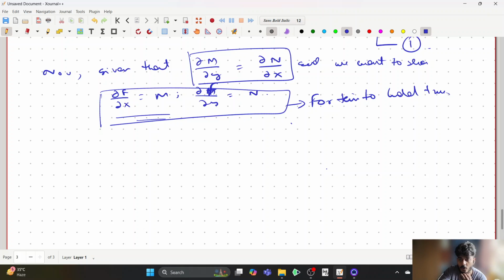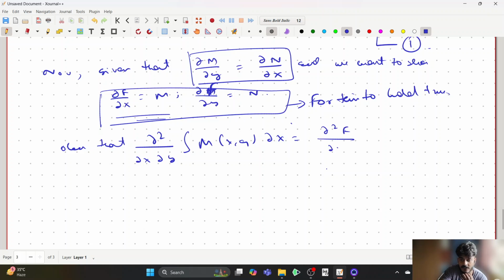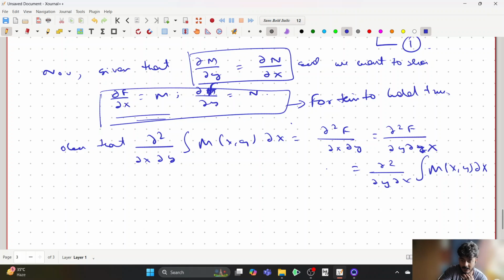But for this to hold true, observe that del 2 by del x del y times the integration of m(x,y) del x must be equal to del 2 f by del x del y, but that is exactly equal to del 2 f by del y del x by continuity, which is equal to del 2 by del y del x integration of m(x,y) del x. Yeah, that is something we require.